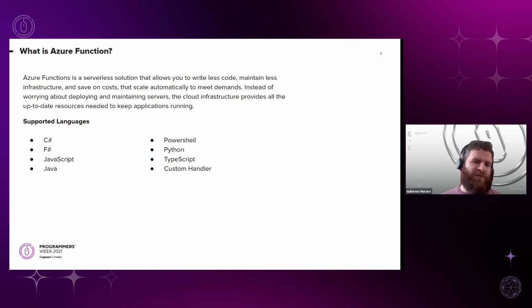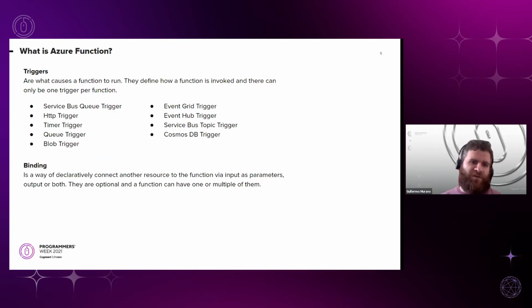It has several supported languages such as C#, F#, JavaScript, Java, PowerShell, Python, TypeScript, and it also has a custom handler that lets you create functions in other languages, for example, Rust or Go. A function has triggers that are the ones that cause a function to run. They define how a function is invoked, and there can be only one trigger per function.